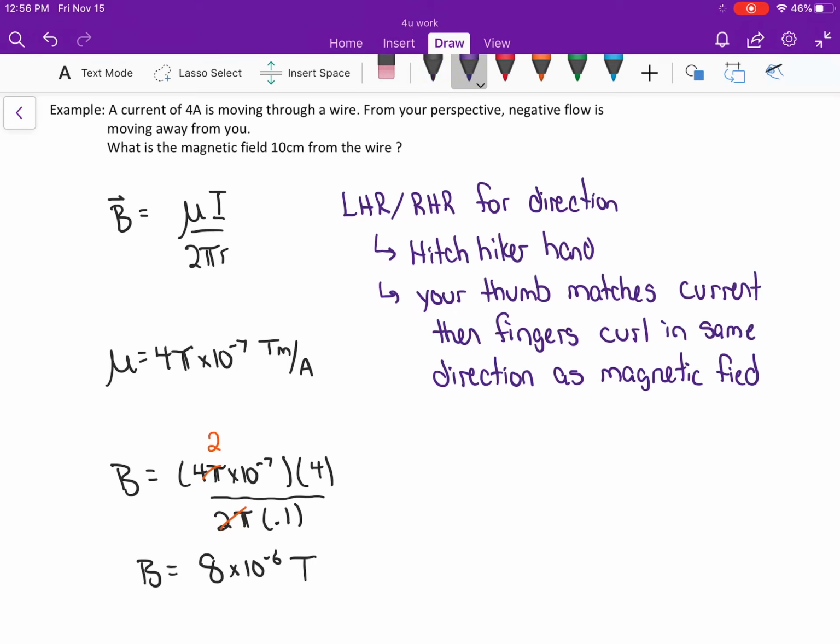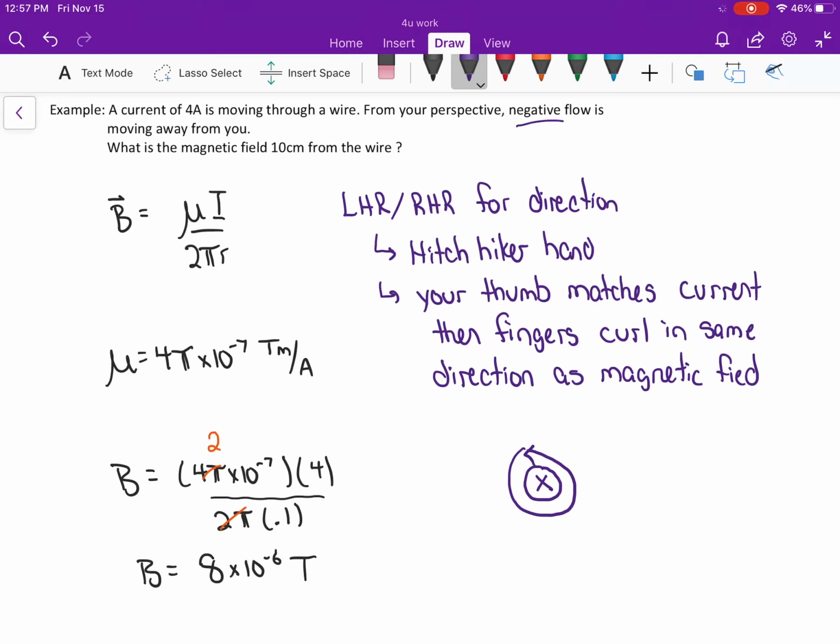To deal with the direction, let's doodle a little picture. It says negative flow is moving away from you. Our convention to show vectors pointing away, the away vector is an X. Since it says negative flow, use your left hand, make a hitchhiker shape, point your left thumb so it's away from you. When you do that, you'll notice that your fingers are curling in the counterclockwise direction.